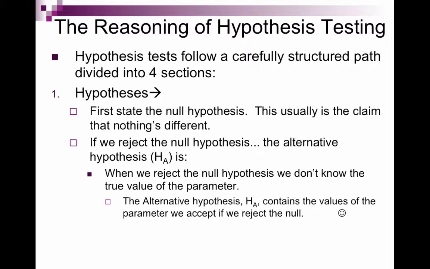The alternative hypothesis contains the values of the parameter that we would accept if we rejected the null. We really use our alternative hypothesis for the values that we're trying to accept. In a sense, we're trying to disprove our null hypothesis in favor of our new model, and that new model is going to be defined by our alternative hypothesis.